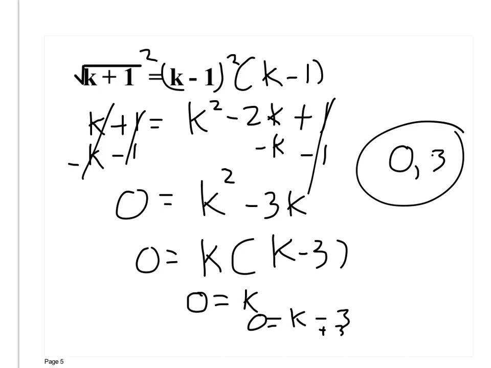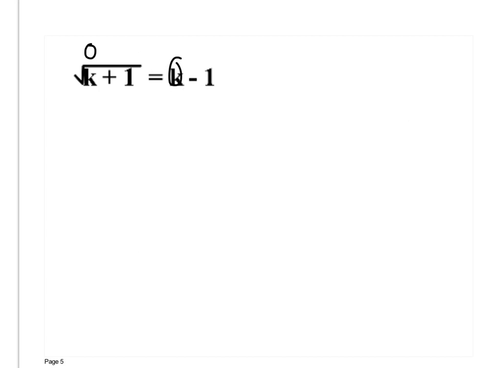Any questions? Now that you have these two answers, you think you're done, but what you actually have to do is check. You have to plug 0 in here for k, and then plug 3 in for k. When we do that, I'm going to erase all this so I have some room to work. Remember, you had 0 and 3 as your two possible answers. What I do is I plug in 0 here. What is 0 plus 1?